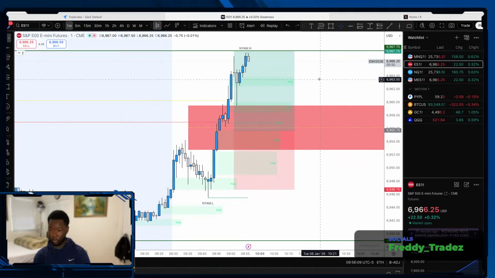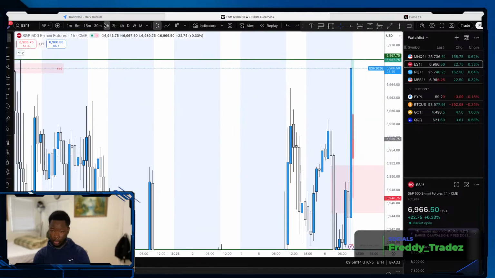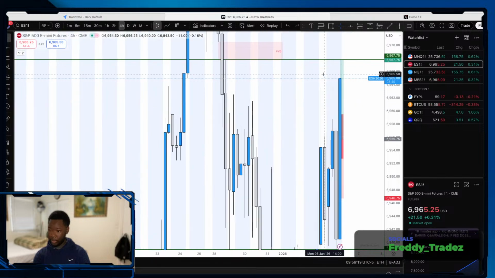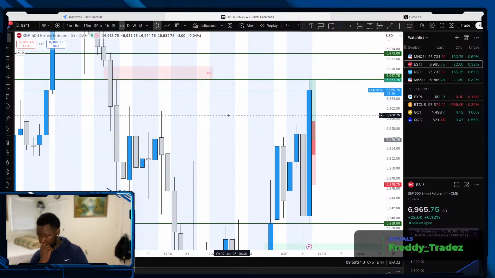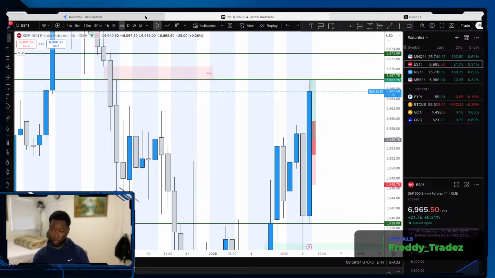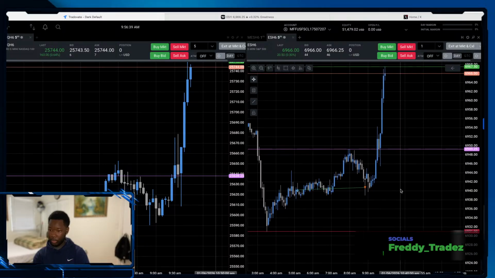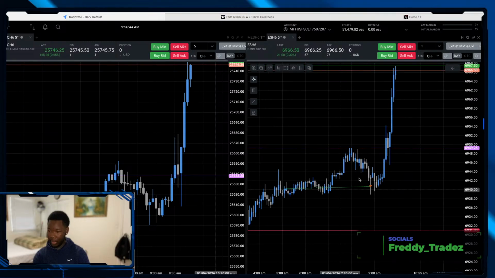Looks like we're about to take out this hourly high on Q. I think it's also a 4 hour high. Also, we'll be tapping into this 4 hour gap if we hit it. This is pain right here. God damn.